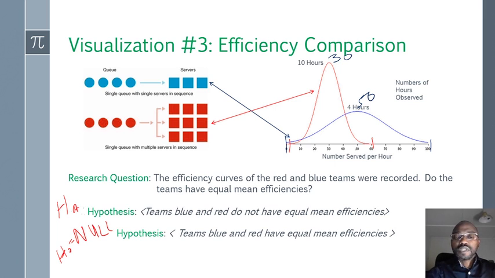Now, obviously, the ability to reject the null hypothesis will be based on what your significance level alpha is, in comparison to your p-value. So if we're using a significance level of 0.05 and we have a p-value less than 0.05, it would mean that our null hypothesis will be rejected and we would accept our alternative hypothesis, basically saying teams blue and red do not have equal mean efficiencies.